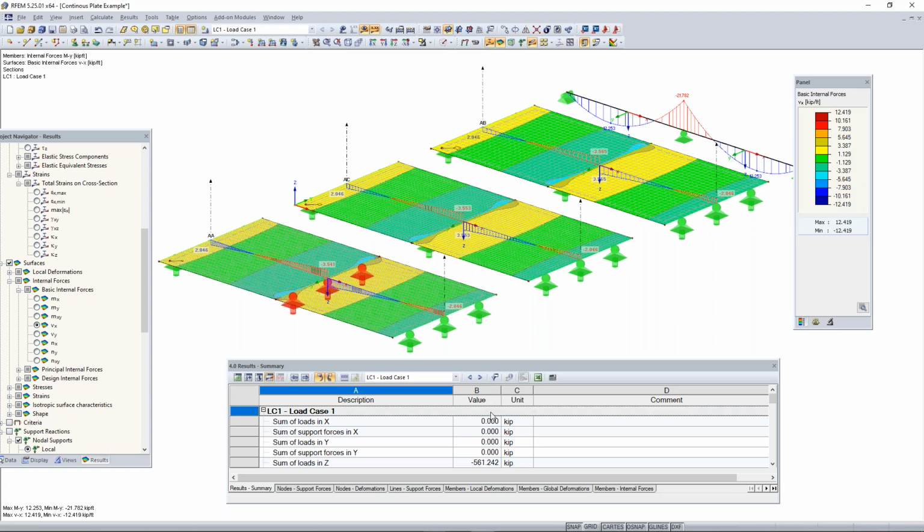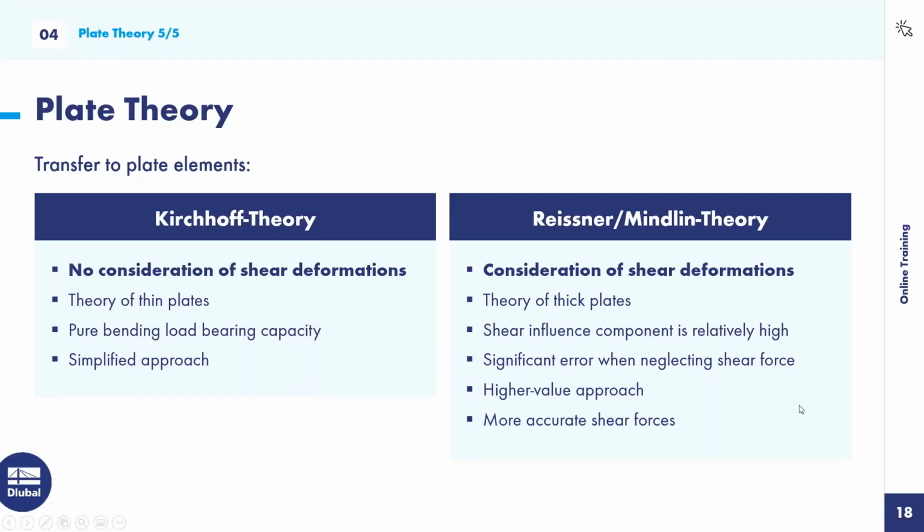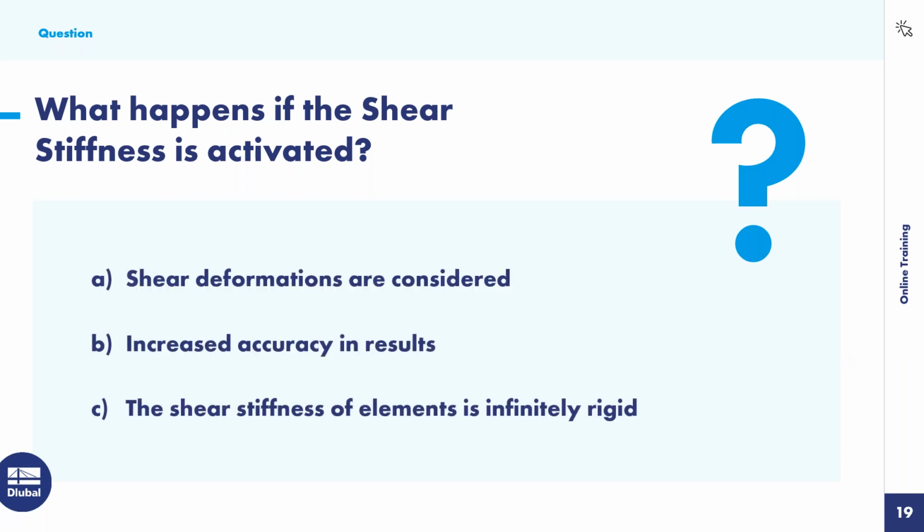So the next thing, I have another question. So let's go back to the PowerPoint again. And for this question, if you could just answer it in the chat, that would be great. So the question is, what happens if the shear stiffness is activated? And there are three different options, A, B, and C. So if you could just enter A, B, or C in the chat, I can take a look at what the majority of everyone's answering, and then we can go over the answers in a minute.